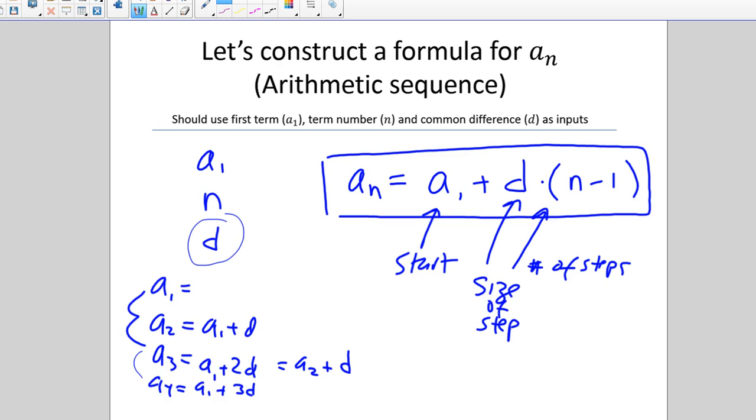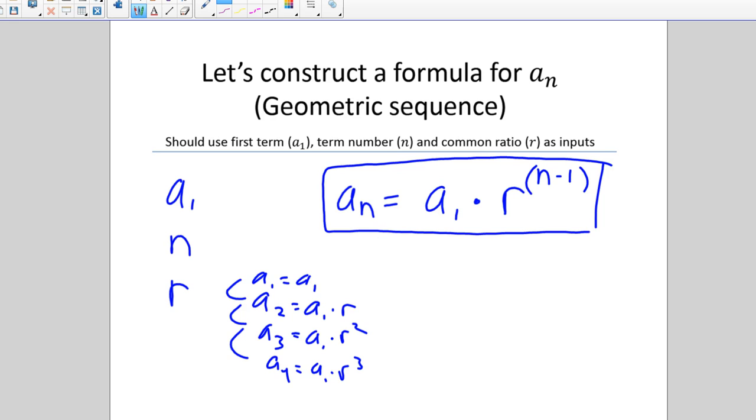For geometric, it's really the same thing, except instead of adding, we multiply. So to get the nth term of a geometric sequence, remember, geometric means that we're multiplying by the same ratio every time to get the next term. We take our starting term and we multiply it by r, but we do it n minus 1 times. Again, like in this case, we're trying to get the fourth term. We have to go from 1. There's 3 steps when we go from 1 to 4, so that's why we have n minus 1. So these are the two key formulas of this section.